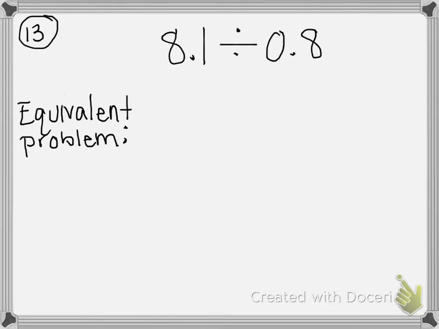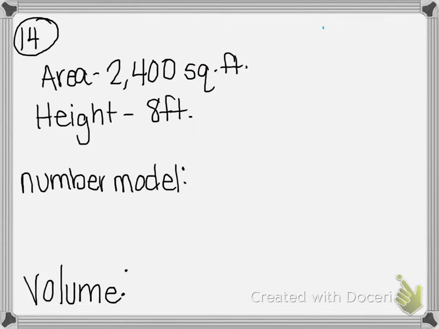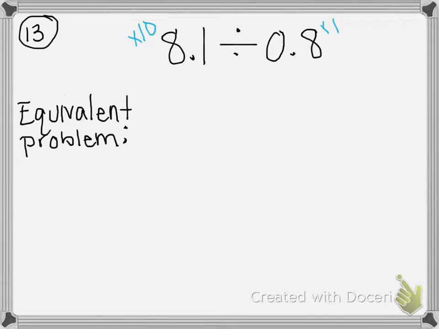Number 13 says write an equivalent problem that has a whole number divisor. Then solve the equivalent problem and complete the number sentence. So again, since we have decimal points in both, we can times them both by 10. When we times by 10, it means you move the decimal point over one spot. So now we have our equivalent problem of 81 divided by 8.